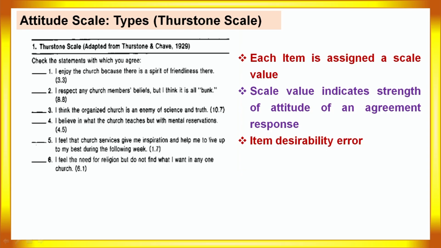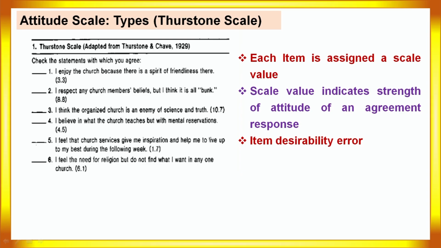So, statements with lower scale values generally express a more positive response or attitude towards the construct being measured. But this scale also has a particular type of error or limitation, that is the item desirability error. Item desirability error means simply that an item is chosen because it agrees with some socially desirable idea of what the respondent thinks. So though it is free from response set bias, it is also affected by item desirability error to some extent.